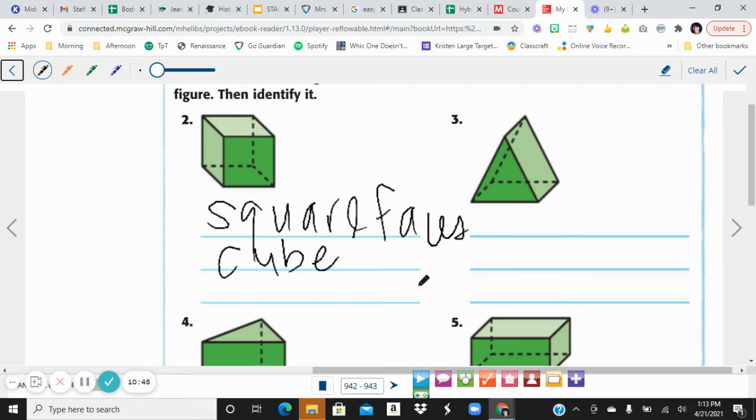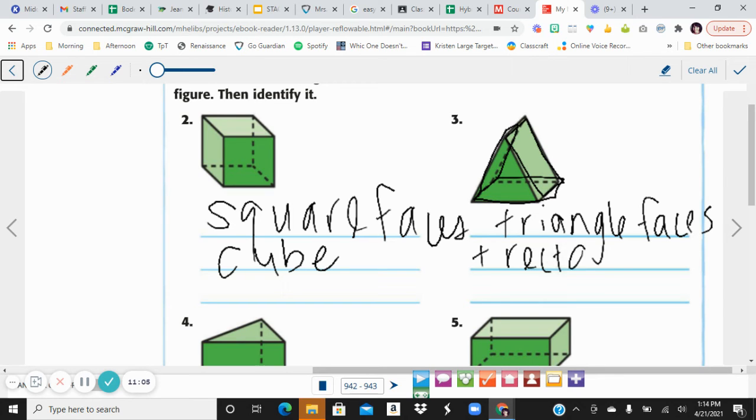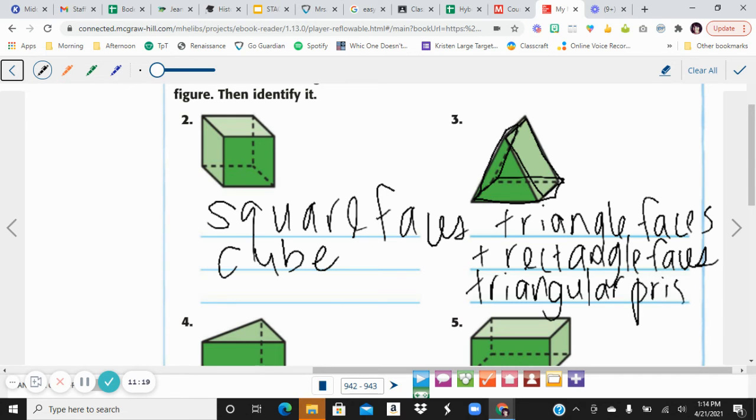Okay, this one has triangle faces, number 3. It also has rectangle faces. You see this right there's a rectangle, and this one right there, if you flipped it over, and the bottom one, plus rectangle faces. And so this is a triangular prism, and it looks like a triangle. So this one's pretty easy, triangular prism to identify. And if you need more time to write that down, you can pause here.